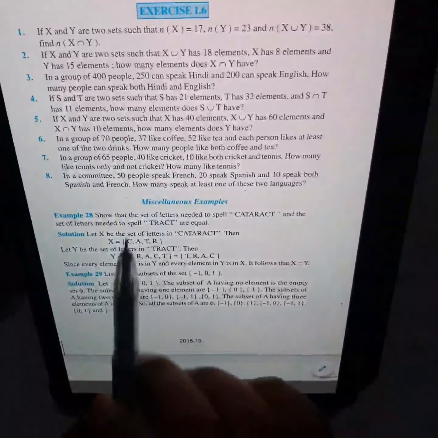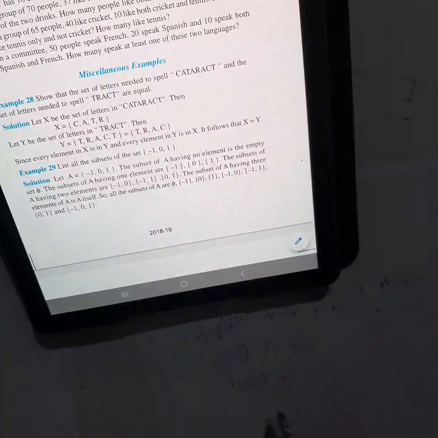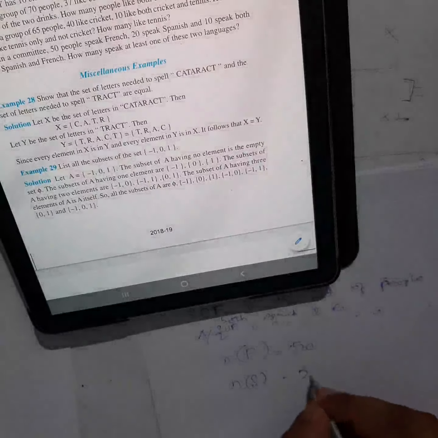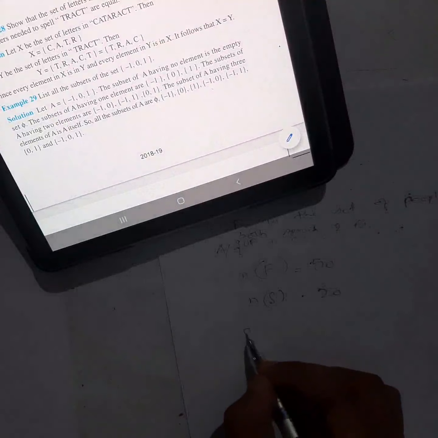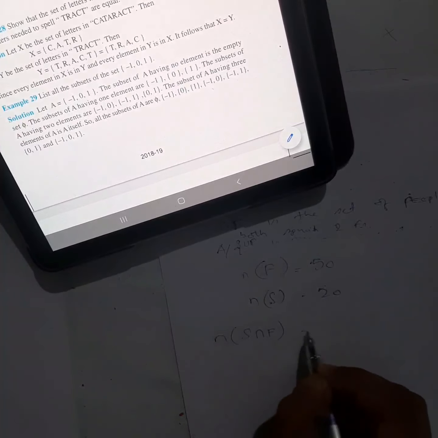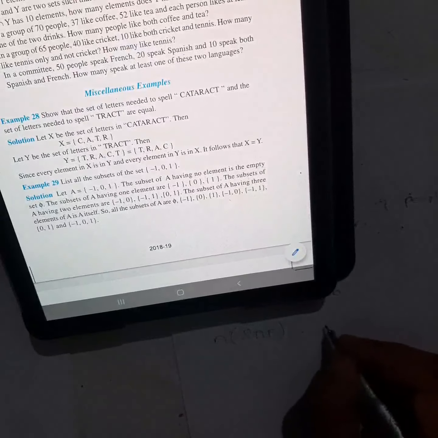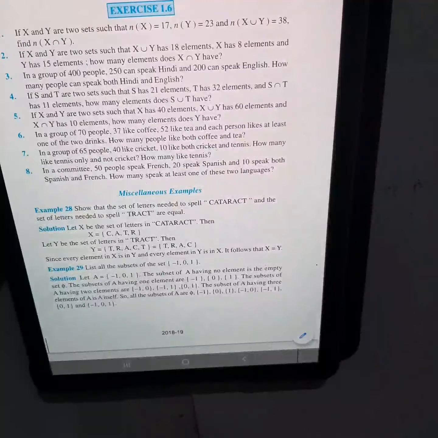Union means or, I told you, right? So in a committee 50 people speak French, so I have written that. 20 people speak Spanish, right? And 10 speak both Spanish and French. So it will be how many? 10 they have given. So what do you have to find out? How many speak at least one of these languages?